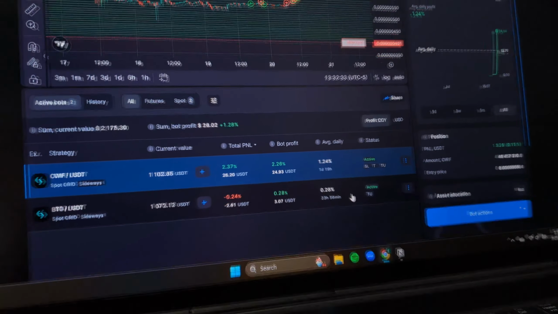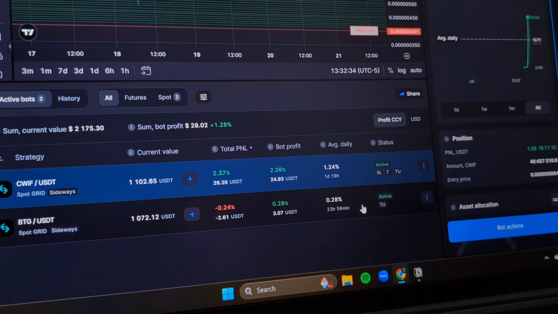To connect the crypto trading bot with your exchange, all you have to do is make sure the API key is connected to Bitsgap. And there is a video here where I show you how you can do that. Now let's dive into the strategy.